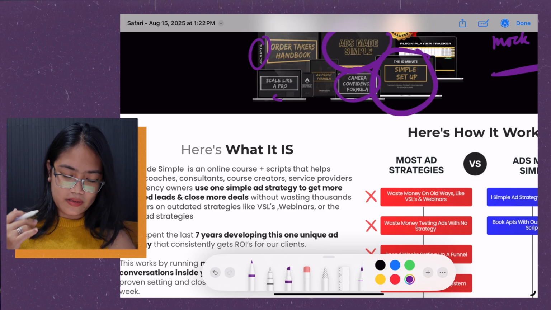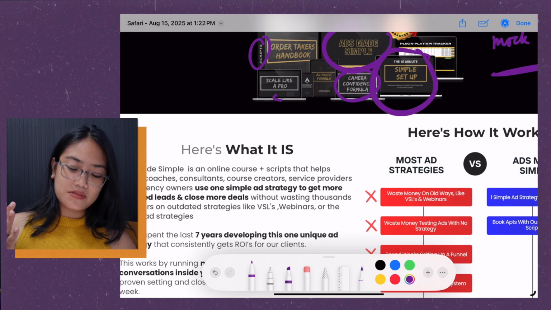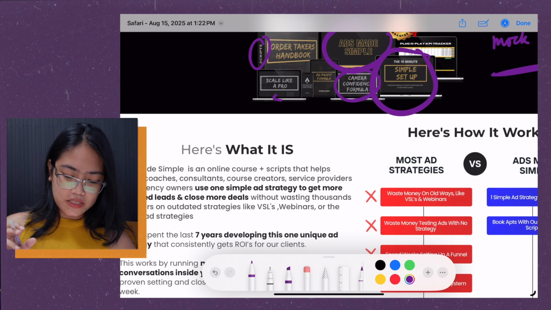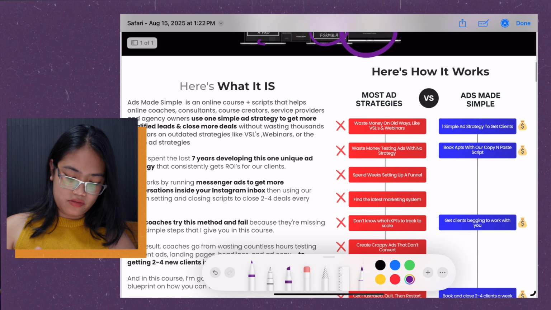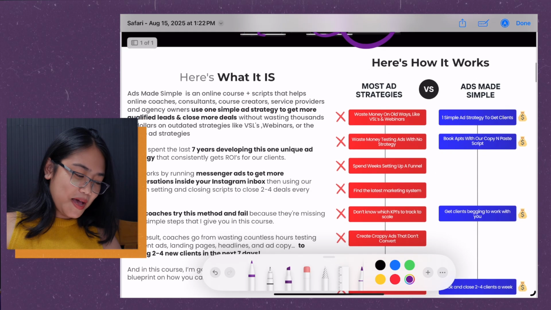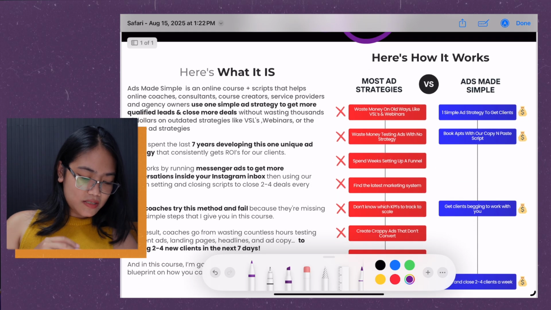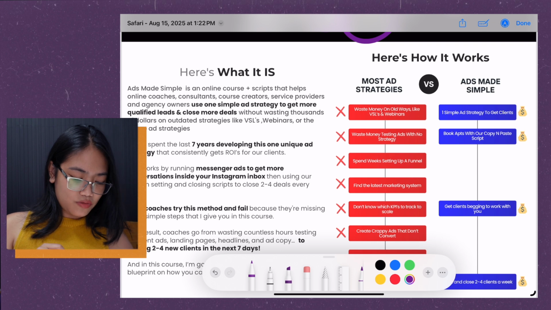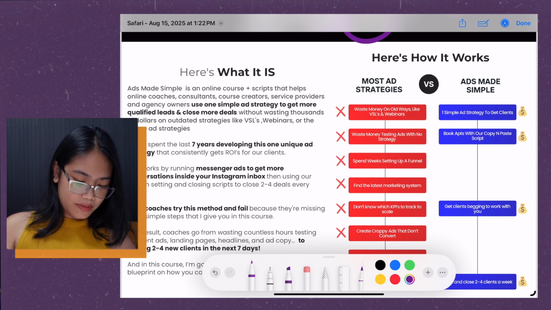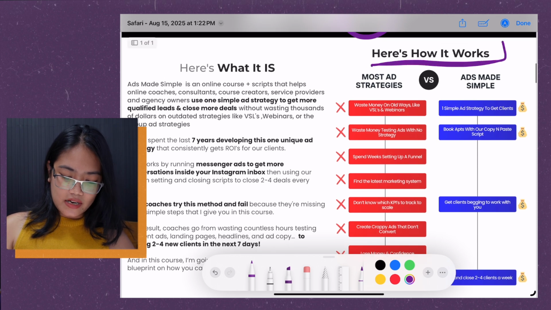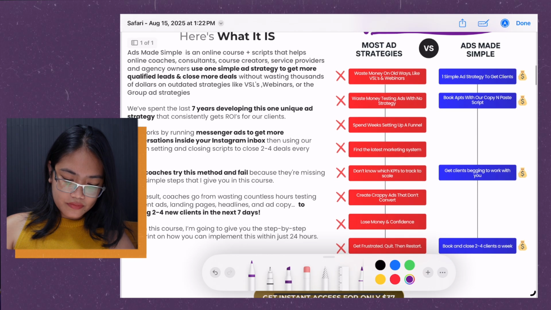So now I'm thinking, 10 minutes. That's very specific. Like, I can set up my ads and profitable ads in 10 minutes and get more clients. Okay, it's a really good promise. So here's what it is. Ads made simple system, online course scripts, it helps, etc. And then he has here's how it works.